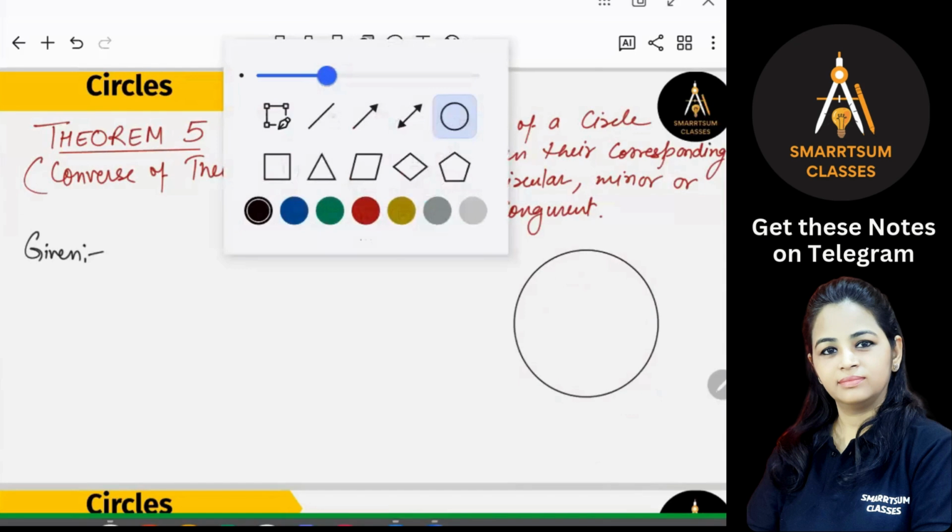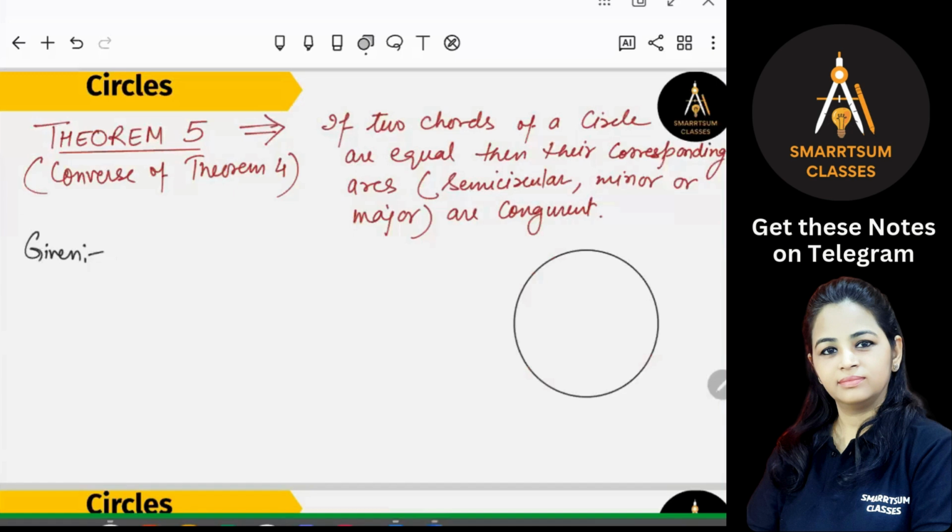In which we have two arcs. The center is O. So this is a circle C(O, R). Radius is R and center is O. So write down, a circle is given, a circle (O, R).